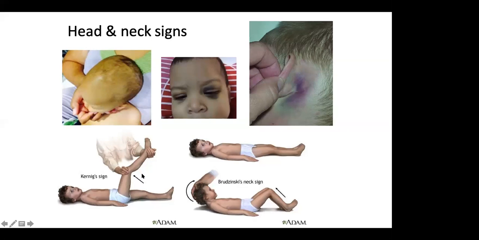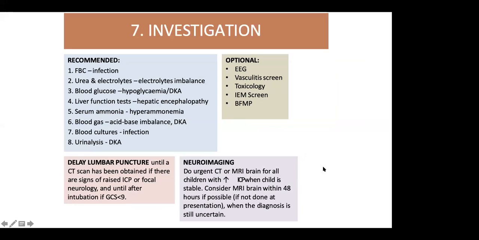The last picture is also for meningitis, which is Brudzinski sign, in which the patient's hip and knee will flex when the neck is flexed due to neck stiffness. Next, we do investigation.